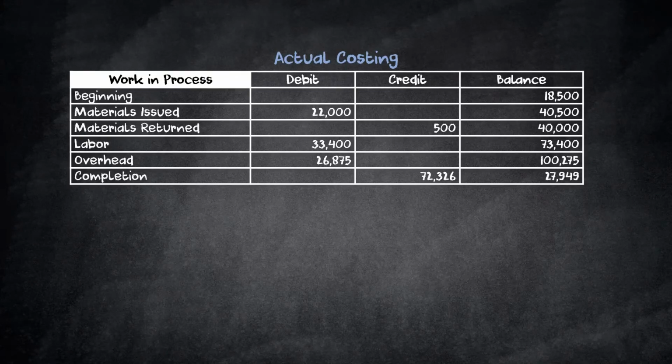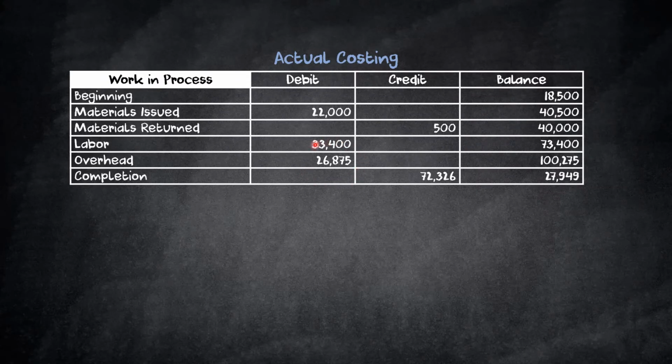Okay, sa ledger naman tayo ng work in process and unahin natin si actual costing. So, ayan, makikita naman natin, meron ulit tayong beginning balance, and then yung in-issue natin na material sa production, andyan siya, tapos yung ibinalik, and then yung na-incur nating labor, tapos yung overhead. And then yung total cost ng mga natapos na hindi na in process, itinanggal natin kay work in process, giving us a balance of 27,949. So, ito yung amount na nagpapaiba dyan.